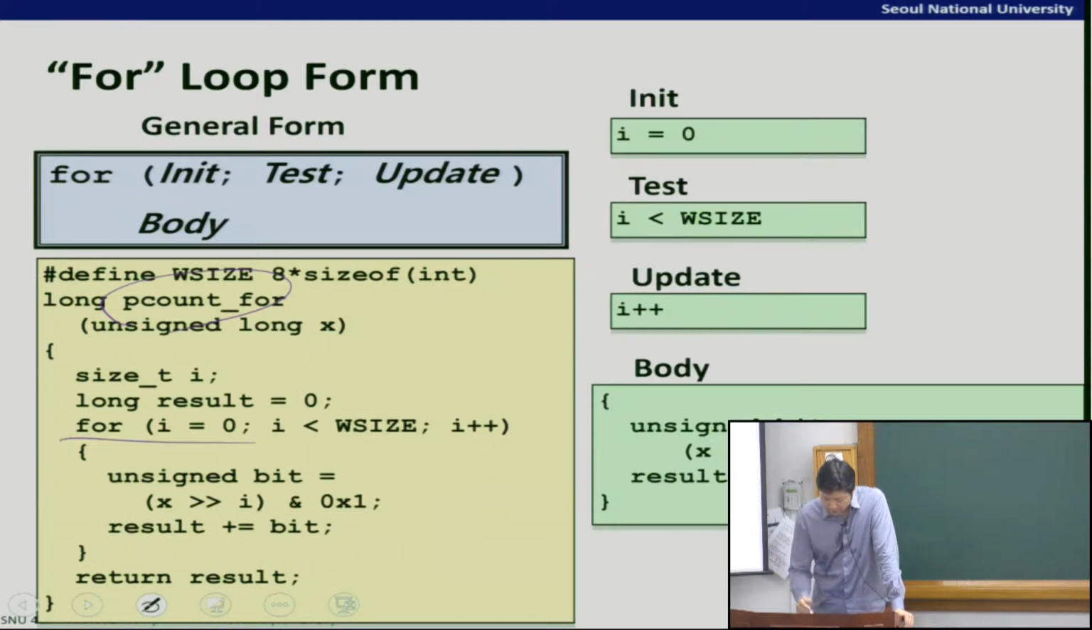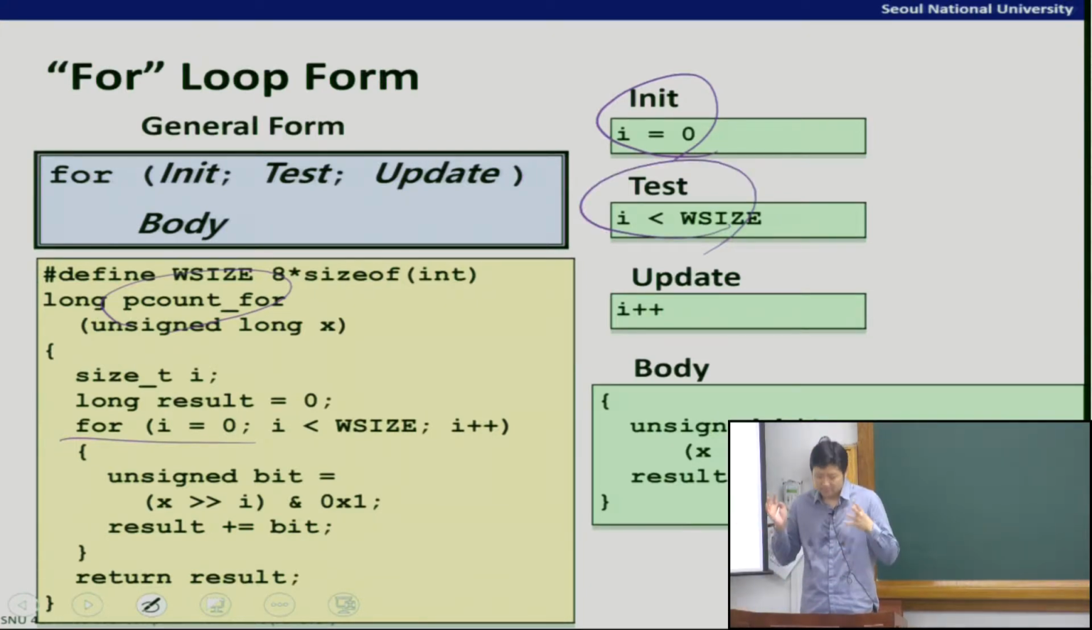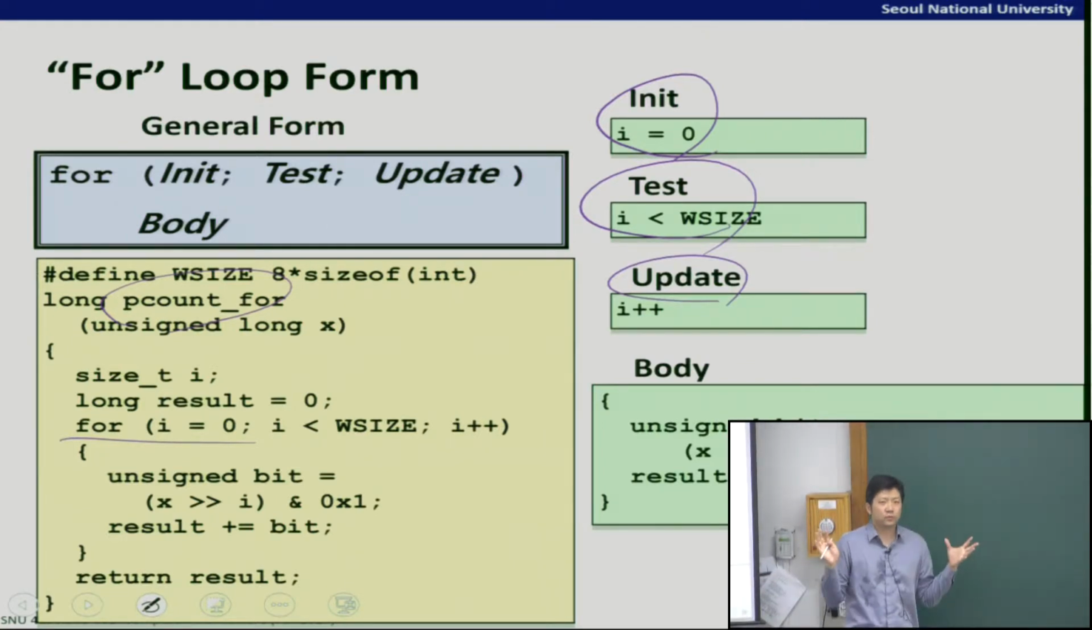So this is a for loop version of the pop count. Here is the initialization part, init, i equals 0. Here's the test part. The test part is i less than word size; you still continue the loop. And update is where you update the value at the end of the loop, right? And this is the body. So this decomposes your for loop into 4 components: init, test, update, and body. Right? So you have 4 components here.